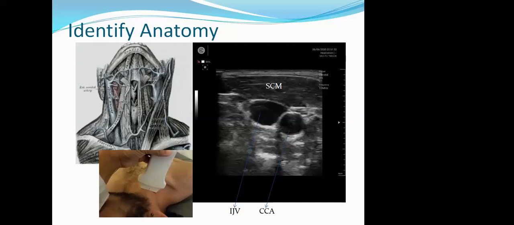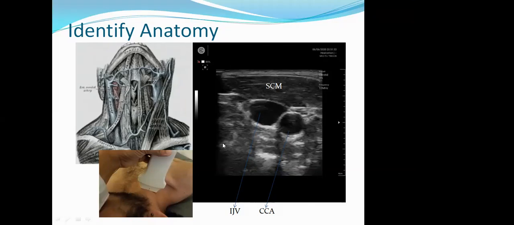Now here we will give you a little tip about how to identify the anatomy. You put your probe on the patient's neck. Always remember that orientation is a very important point when you are performing any procedure, or when you are performing ultrasound procedures or scanning. On every ultrasound probe, you will see a marker. If you look over here, the marker is here on the probe.